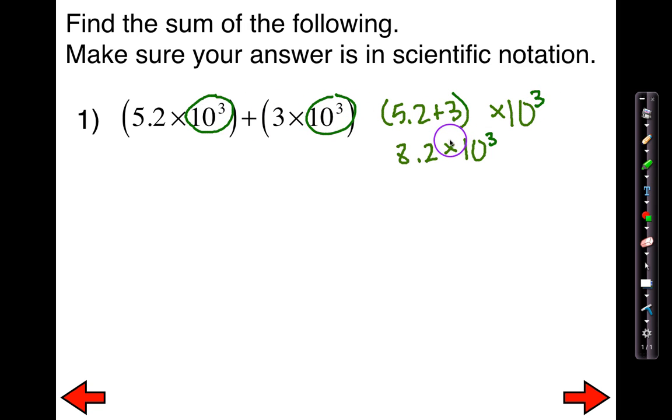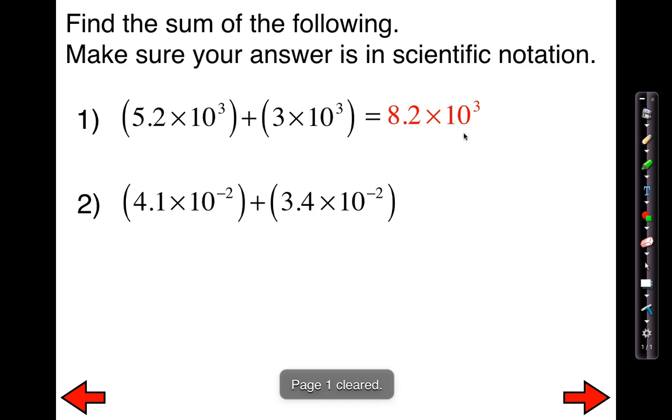I'm just keeping it the same. Same base raised to the same exact exponent, kind of like a denominator. If you don't add the denominators together, you keep the same denominator. Okay, so let's take a look at this one.